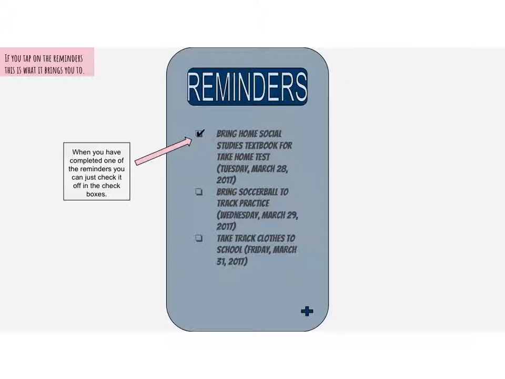When you click on the reminders button, it brings you to this, which is yet again a checklist, where you can check off once you've completed those reminders. So bring home social studies textbook, done. Bring soccer ball to track practice, done. Take track clothes to school, check.